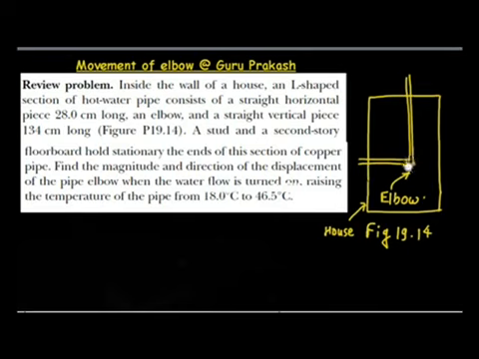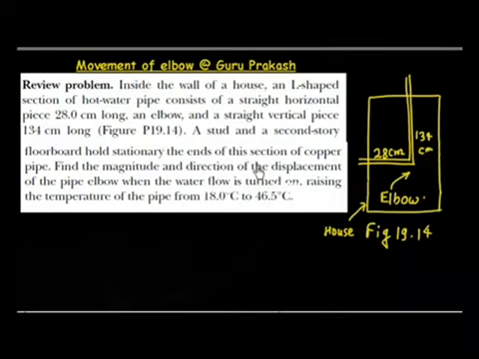So there is a pipe, and this pipe has a horizontal section and a vertical section, and these two sections are joined by an elbow. You have seen this kind of elbow at your home. The horizontal section has a length of 28 centimeters. Now the vertical section, the question says, is 134 centimeters long.